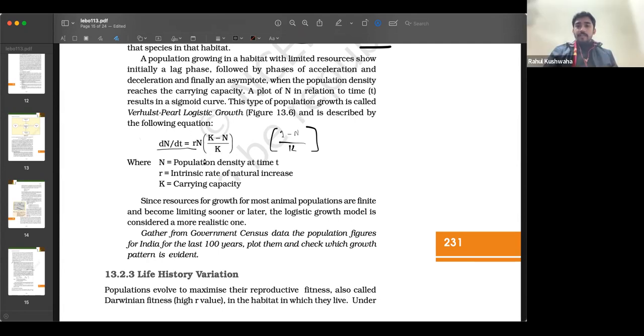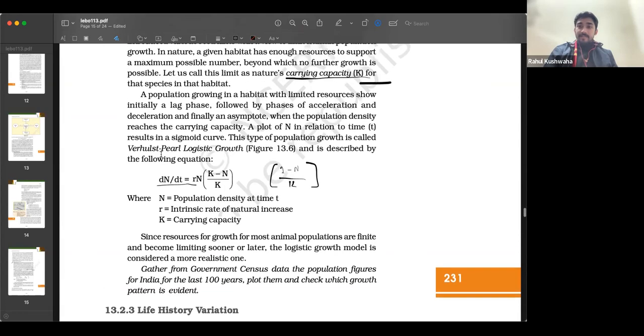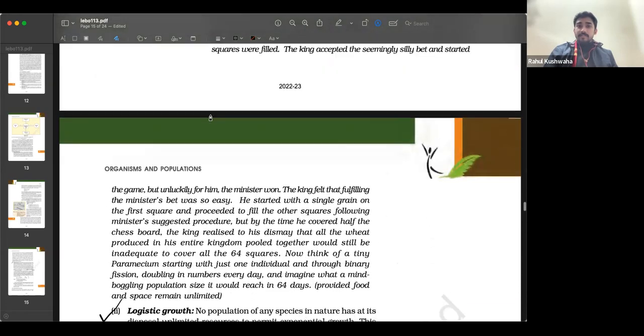At any given time, in the real world, N will be smaller than K. When it is smaller than K, K - N will be something, and that something over K will be the factor with which we multiply r and N, so there will always be some change. So there will always be some growth unless and until the population reaches the K value.